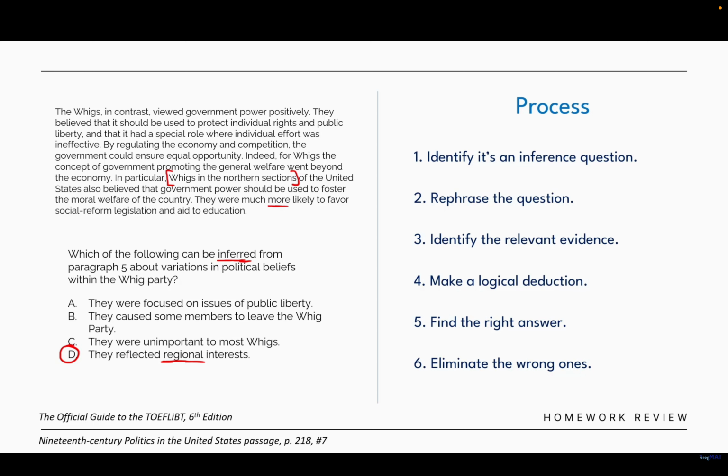Any closing questions before we call it a day? Subodh, hey Subodh. Yes, sir. I have one question on this only. Before explaining this, I marked A as an answer. Can you explain why not A? Because A is not a difference within the Whig Party. That's a difference between the Whig Party and the Democrats.